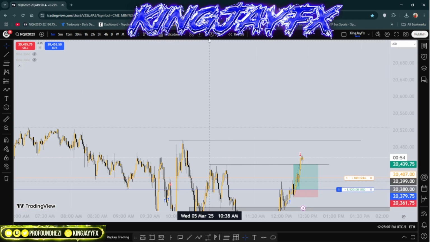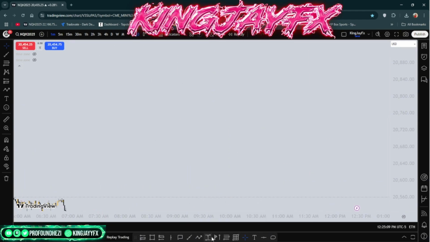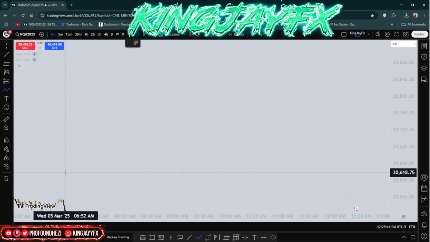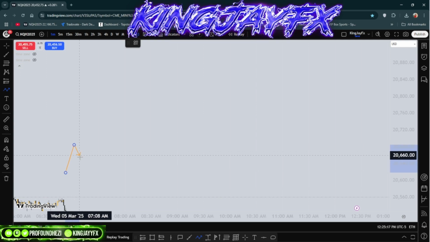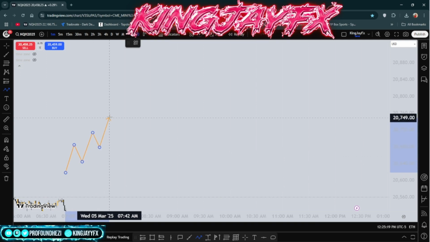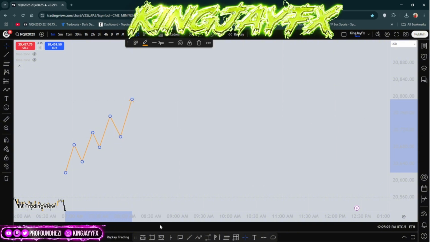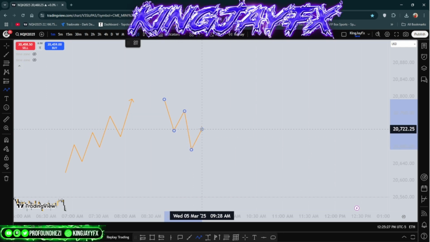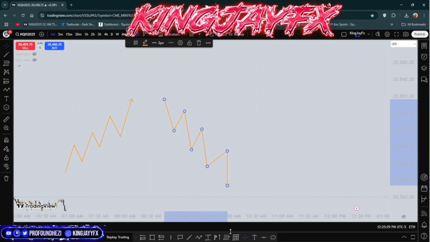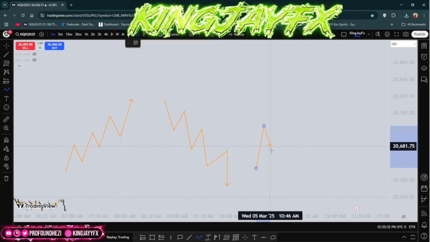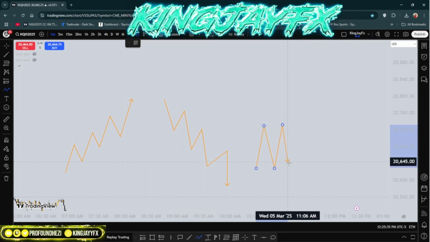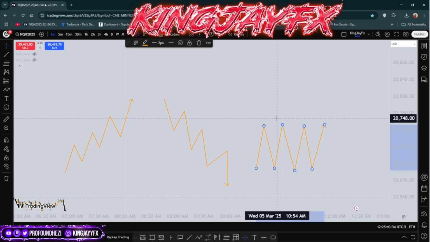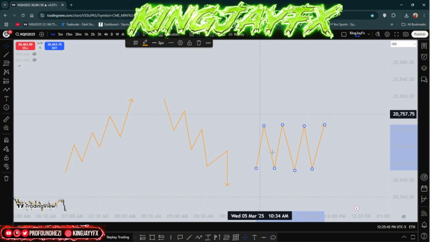Okay, now before you understand market structure, you need to understand how price moves. Price can do one of three things: trend up, trend down, or consolidate. You're not really getting any higher or getting any lower. We're just staying in consolidation.